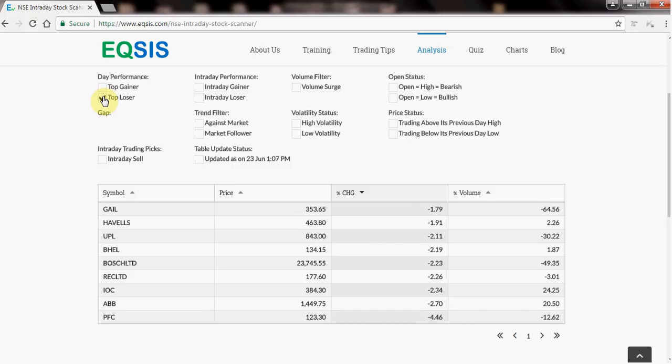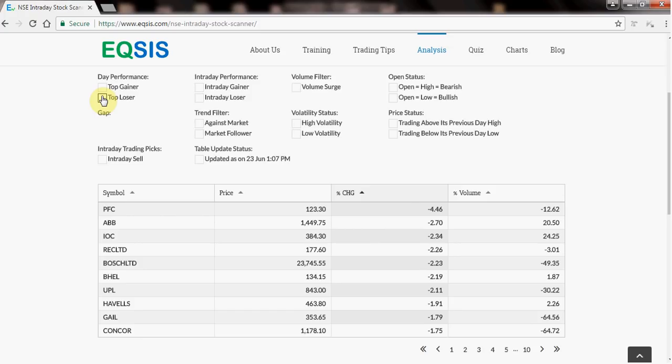Now we have the top losers. The ones losing the most are PFC, ABB, IOC, RECL, Bosch. So we see a lot of companies moving up and moving down. Is it enough for trading? No. This is one way by which we can filter the stock or see what matters for the day and who gets into the list.